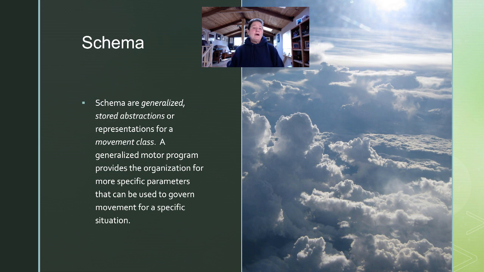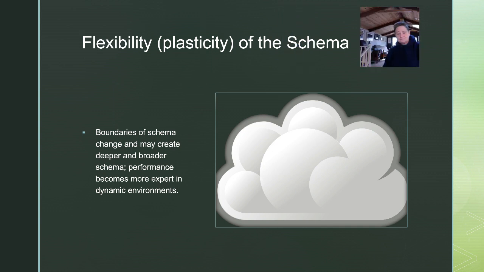Also, Schmidt argues that the motor program is more generalized, and that with each variation that I experience with regard to the motor program, I'm able to attach very specific parameters and therefore use that motor program to govern a specific situation, like walking across campus and encountering a cart or a motorized vehicle.